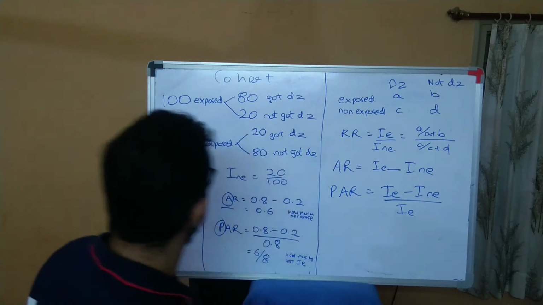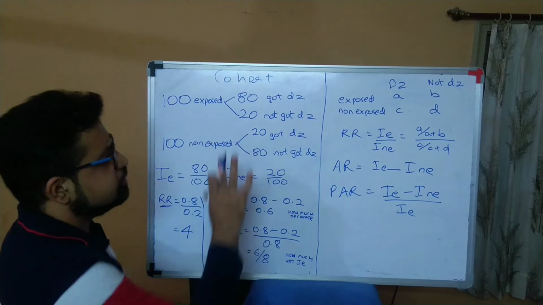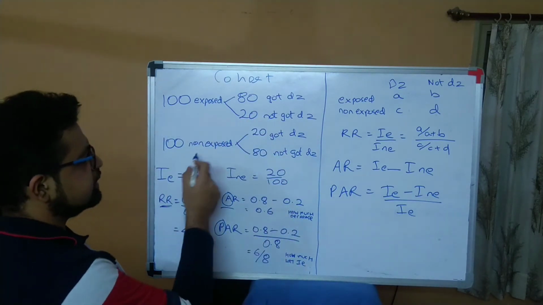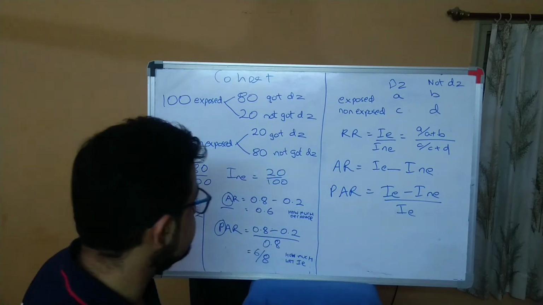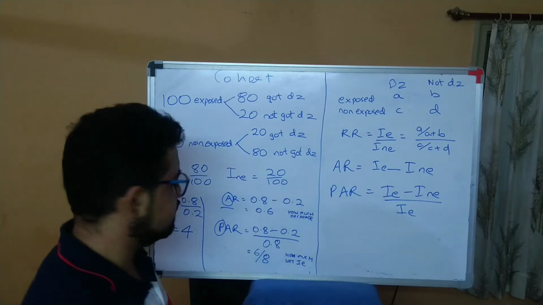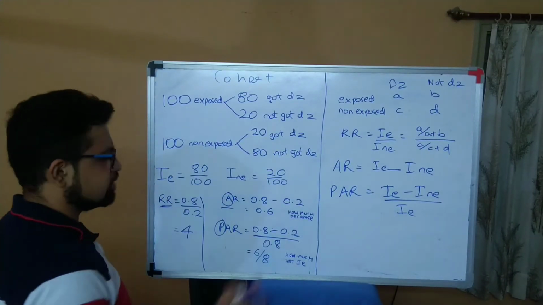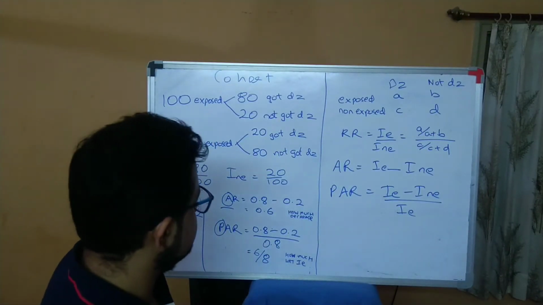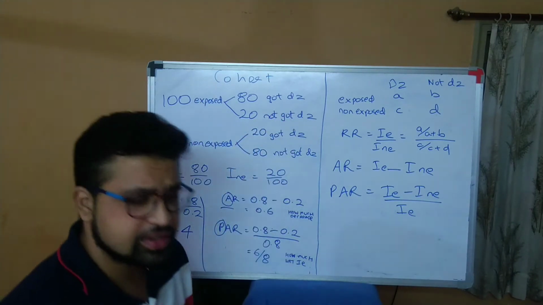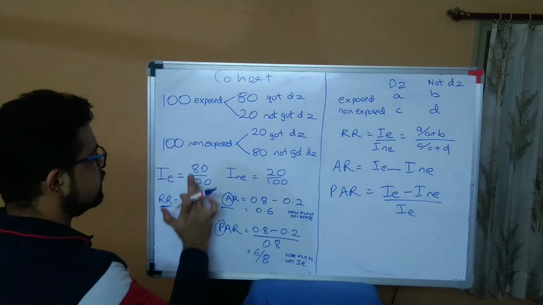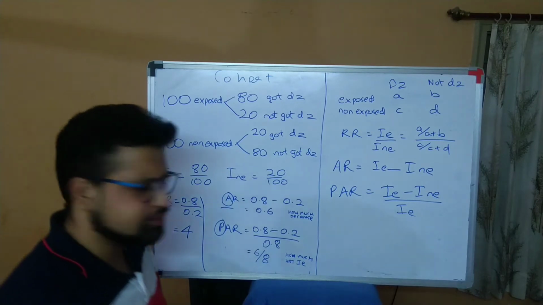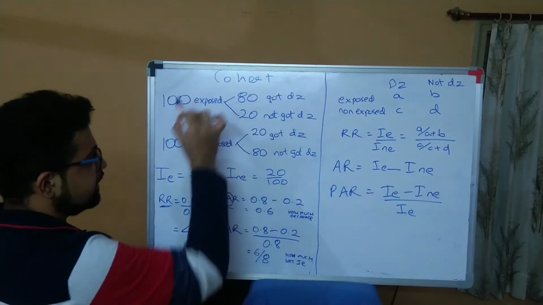So let us take an example. We get the same example. 100 exposed, 80 got the disease, 20 did not get the disease. 100 non-exposed. There are 100 who are non-smokers, 20 got lung cancer, 80 did not get lung cancer. Now, very simple, go by words. What is incidence in exposed? Out of those 100 exposed, how many got the disease? The number who got the disease divided by the number of exposed. Incidence in exposed, 80 divided by 100, right?